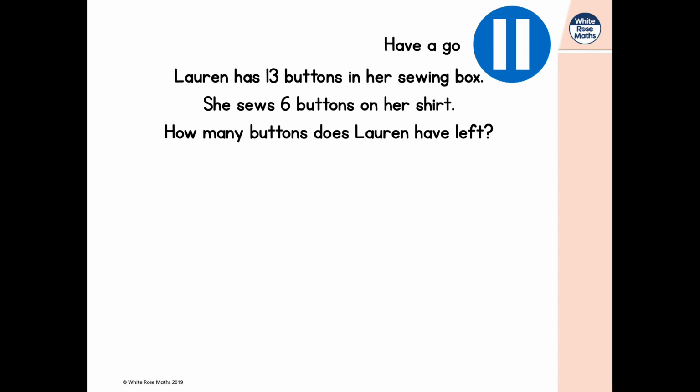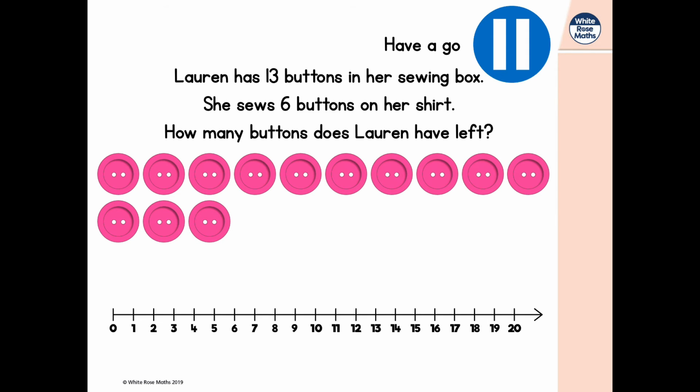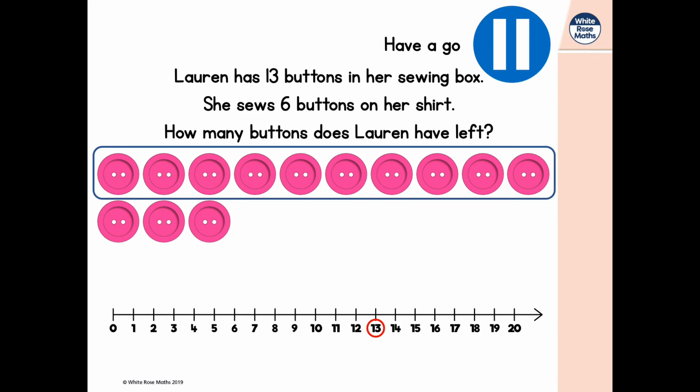Right, here we go. As I mentioned before, I wanted you to draw pictures and use a number line. So let's start. Let's draw Lauren's 13 buttons that were in her sewing box. And once again, using a number line, let's have a start point of 13. Now, in order to show that there are 13 buttons that we drew, let's make it really clear. Let's loop 10 and show that 13 is the same as 10 and 3 more. And now let's think about our calculation.